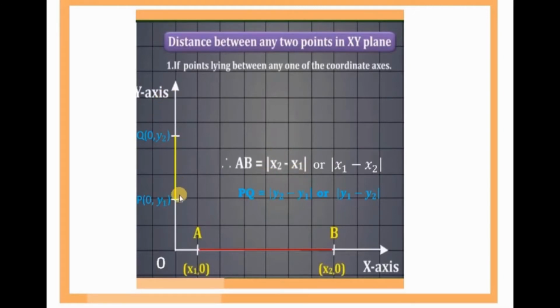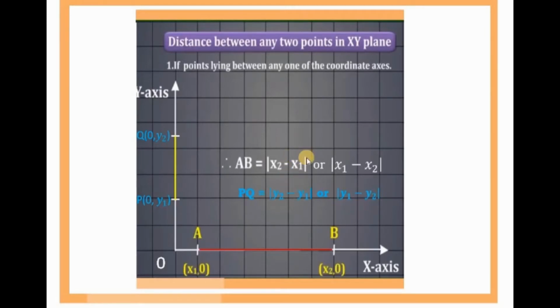Similarly, P and Q are lying on y-axis. P is represented by 0, y1 and Q is represented by 0, y2. So, how to find the distance between these points? As simple as that, PQ equals modulus y2 minus y1 or modulus y1 minus y2.